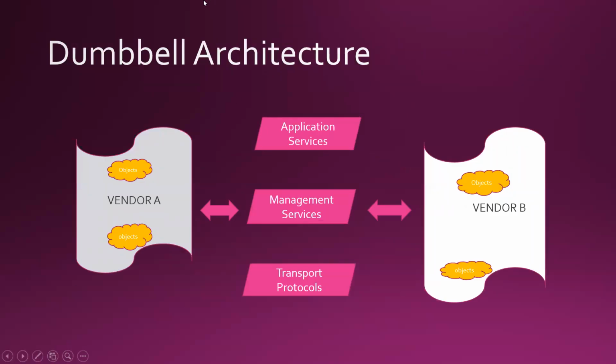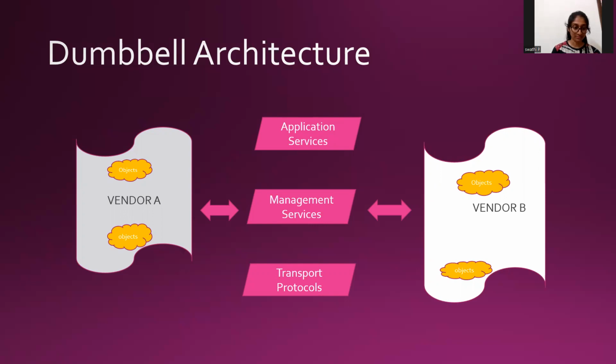The dumbbell architecture. The dumbbell architecture has two customers, vendor A and vendor B, where vendor A has a few of the objects and vendor B has a few of the objects. These vendors are like customers, given to differentiate them so that it is understandable for us to read. Vendor A is a particular customer who has a few objects, and vendor B is another customer. We have application services, management services, and transport protocols.